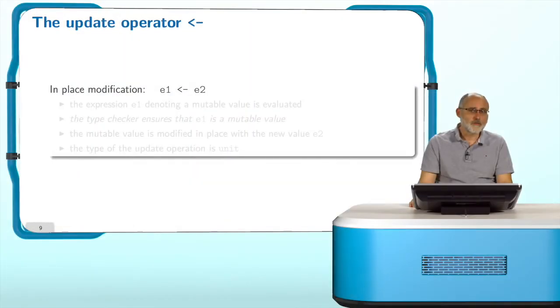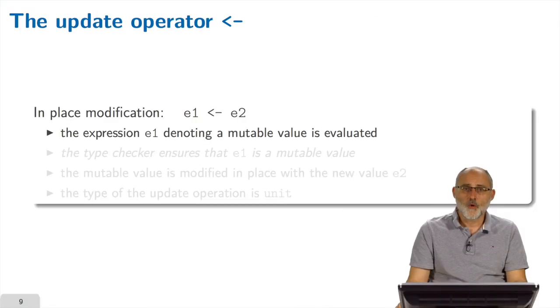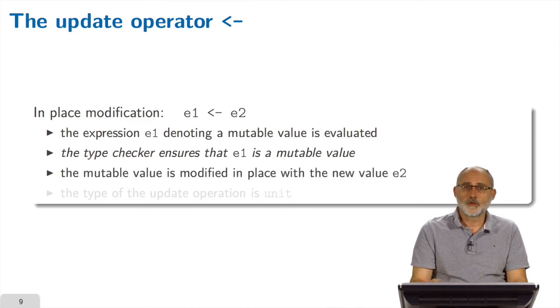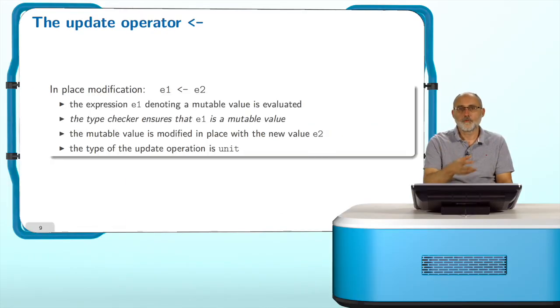So a few words on this update operator. It is used for in-place modification in general, so when you see an expression E1, then the update operator, then E2, the expression E1 is expected to denote a mutable value and is evaluated. The type checker actually ensures that E1 is a mutable value, and this mutable value is modified in place, and the new value is the result of evaluation of E2. The type of the overall operation is just unit.